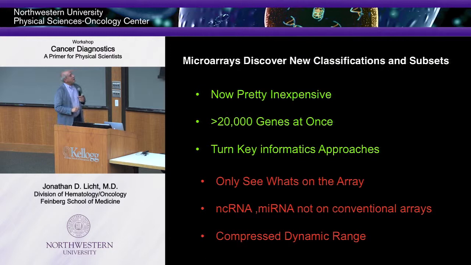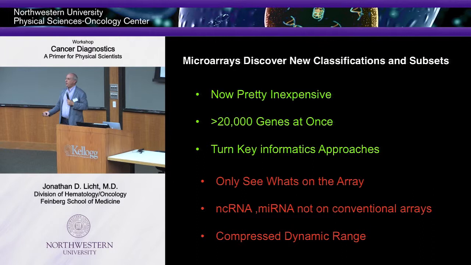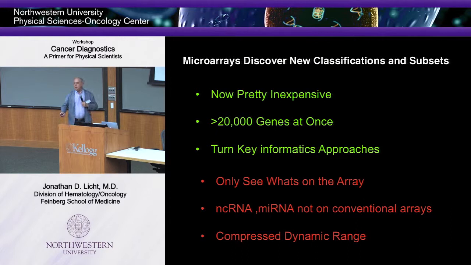Bad things about arrays, you can only see what's on the array. If you don't put it on the array, you're not going to measure it. Non-coding RNAs, microRNAs, these are not on conventional microarrays. And it turns out that the physics and chemistry of hybridization, when you're trying to count the number of RNA molecules, gives you a compressed dynamic range. So things might change by 50%; in real life, they change fivefold. So microarrays do not adequately measure dynamic changes in gene expression.